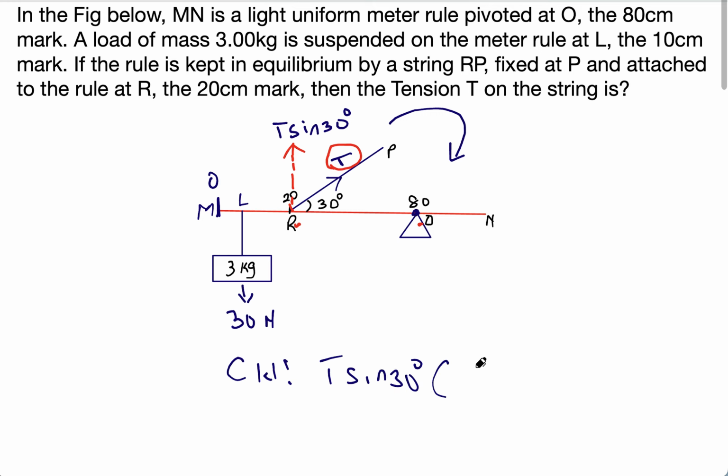What will be the perpendicular distance? We know that this place to this place is 10, this is 20, and this is 80. So from the 20 centimeters mark to the 80 centimeters mark, that will give us a difference of 60 centimeters. So that will be multiplied by 60. I don't need to bother about converting the centimeters to meters because we are comparing two things here, and the centimeter unit would cancel out. So I don't need to worry about it.